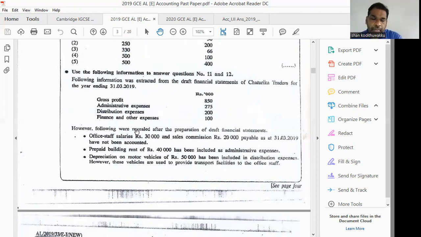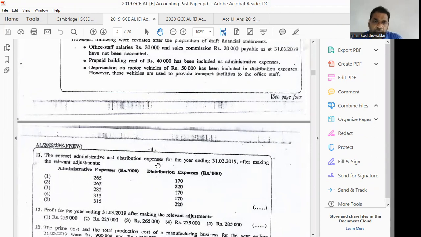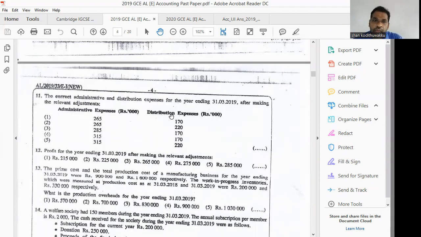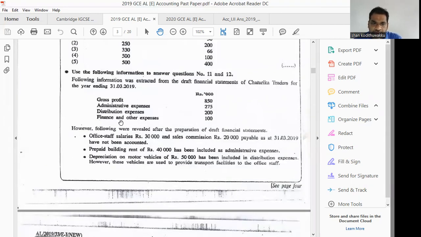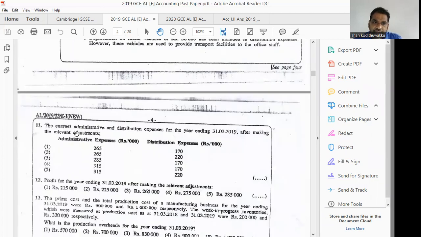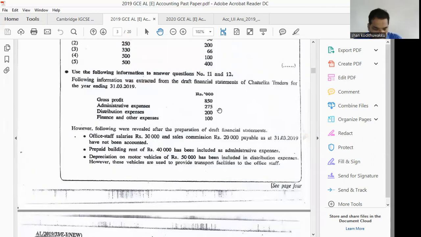Here, you are given some adjustments. After the adjustments, you are asked to calculate the correct administrative expenses and distribution expenses for the year ending 31st March 2019. To select the correct answer, you have to apply these three adjustments to the given balances. Given administrative expenses 275 and distribution expenses 200, so we have to read carefully and adjust.